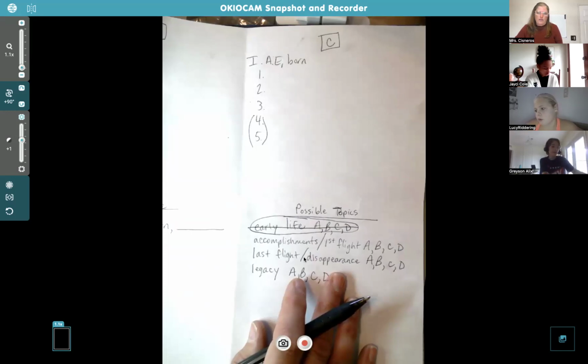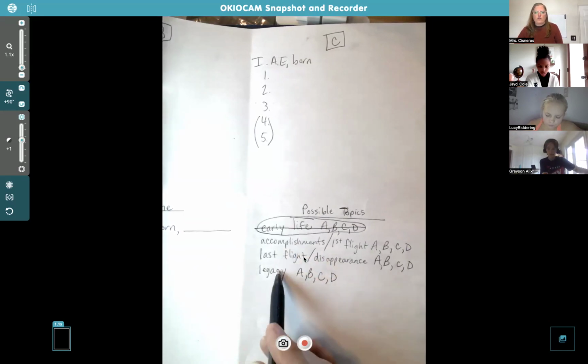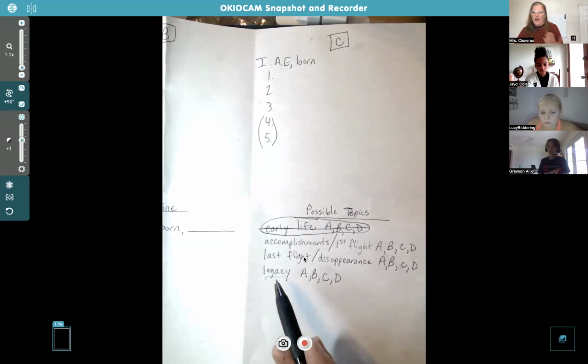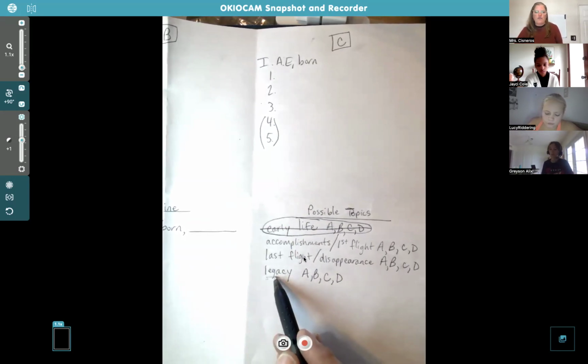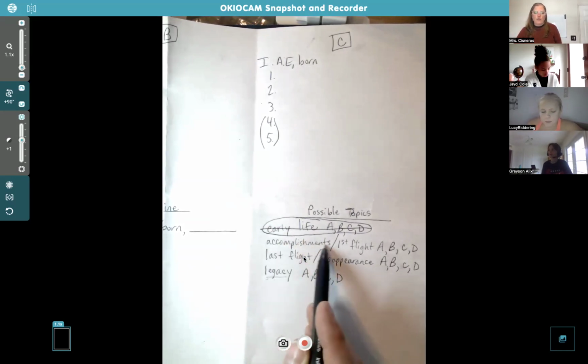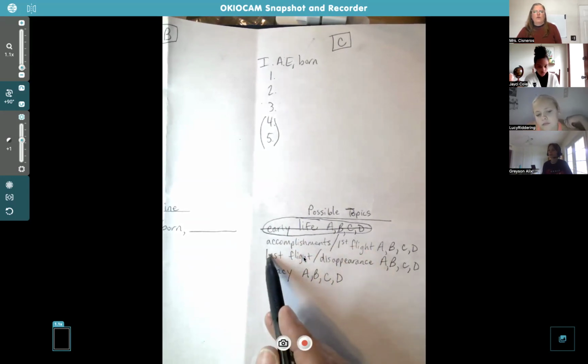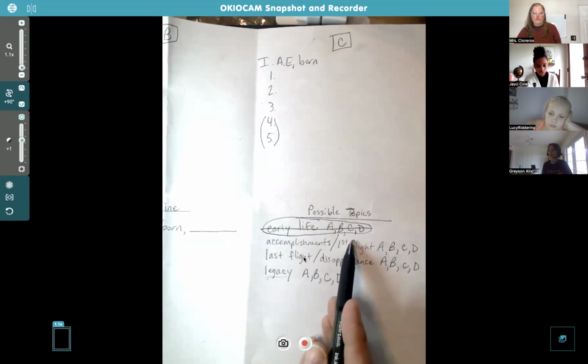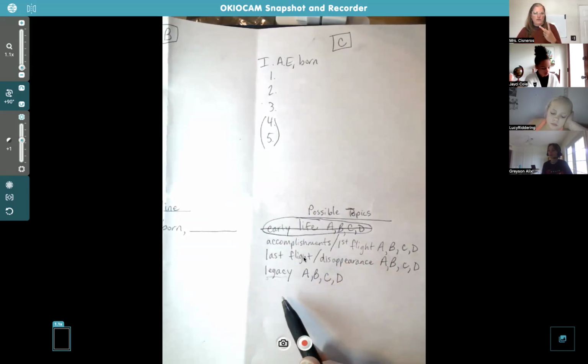So we have 2 paragraphs to go this week. So you can choose, you got 3 choices here. Obviously, you wouldn't want to write about legacy second, because that's kind of the end of her life, right? That's what happened after she died. So save that one if you want to use that one for paragraph 3. But you have a choice here if you want to write about her accomplishments in her first flight or her last flight and disappearance. You can choose which one to pick for your second paragraph.